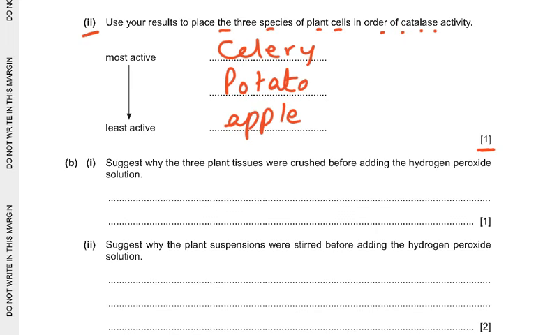Suggest why the 3 plant tissues were crushed before adding the hydrogen peroxide solution. Why were they crushed? Because it said the plant cells contain catalase. So we need to break the cells to release the catalase. It's just like you've got a wrapper around your chocolate, so you've got to remove the wrapper to eat the chocolate. You can't eat the chocolate with the wrapper.